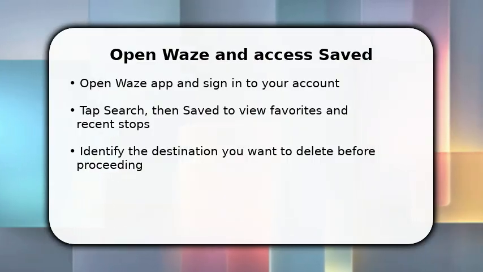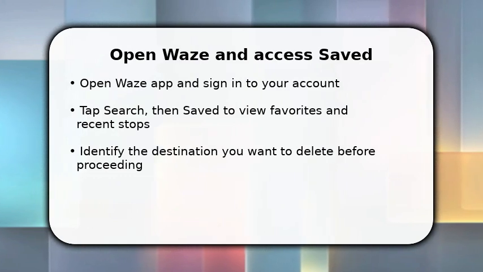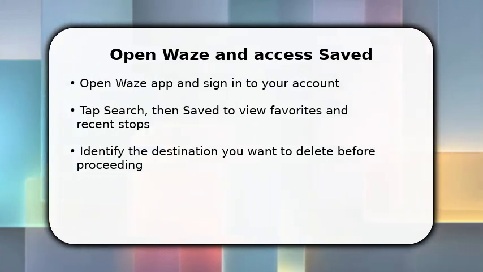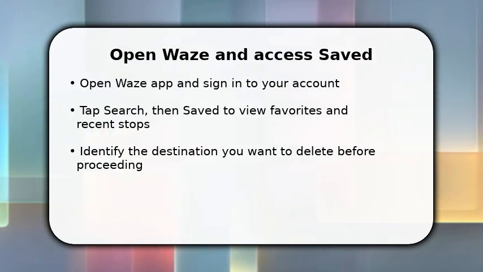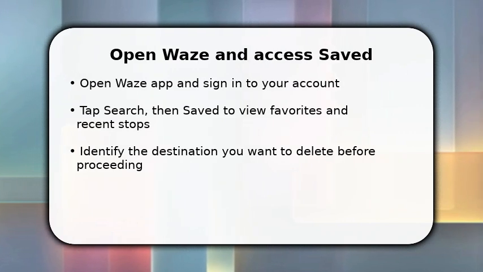You're starting in the Waze app, so open it and make sure you're signed into the account that holds the saved places. Once done, tap Search at the bottom and select Saved. This displays favorites, labeled places, and recents.